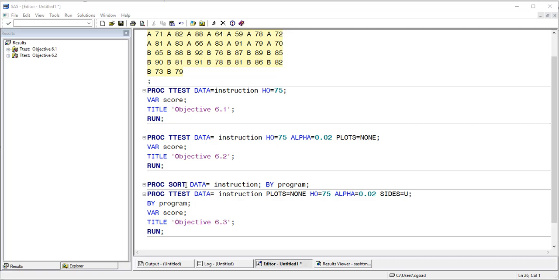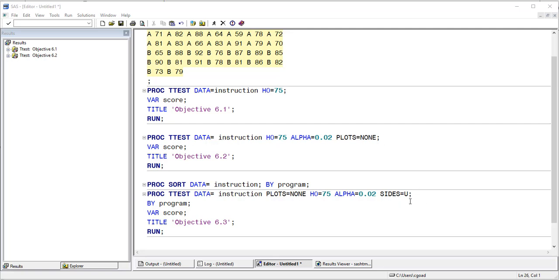We would have to have a sort done in a compatible manner in this program if it had not already been done. And then the variable we're analyzing is score. Plots again are suppressed. We're still looking at the hypothesized value of the mean as 75, and we're conducting the test at the 0.02 level, and we're also generating the 98% confidence intervals.